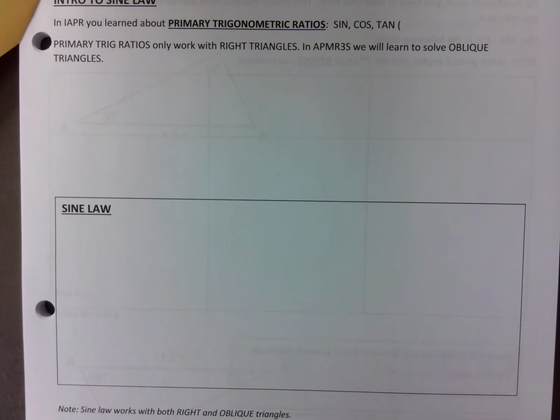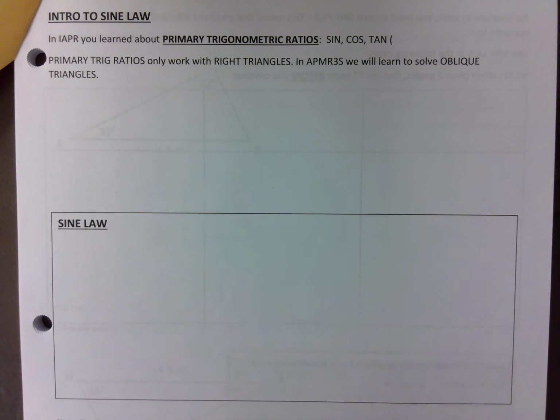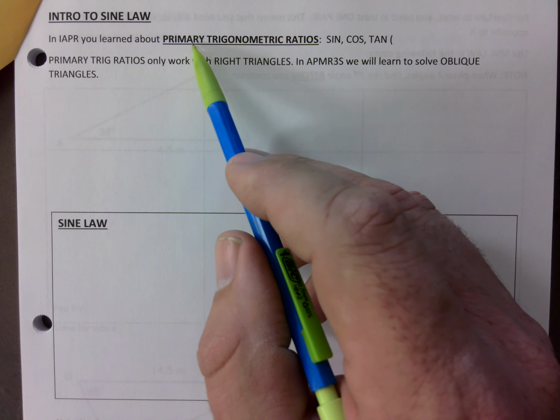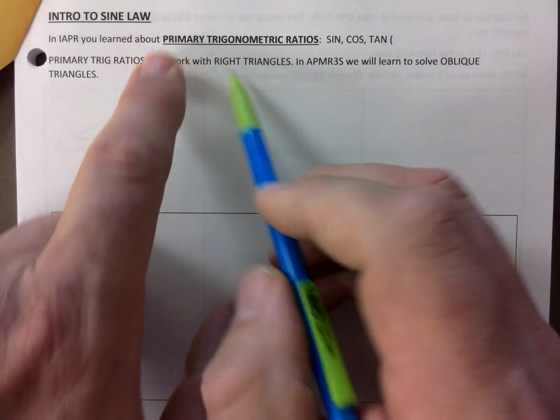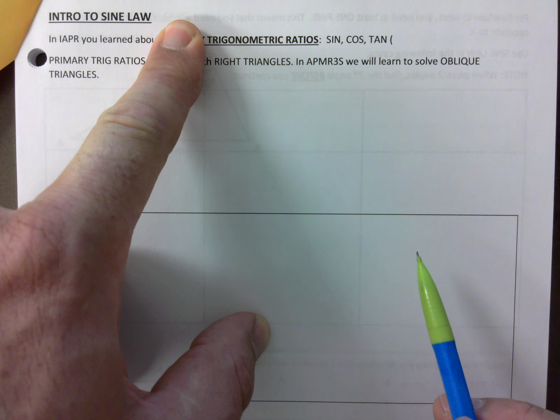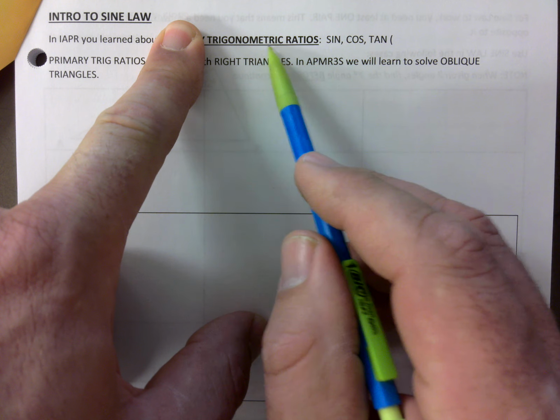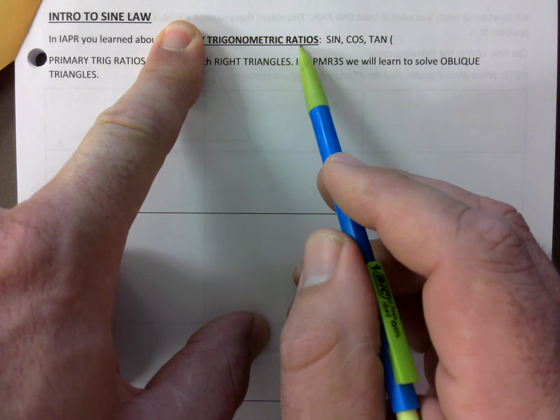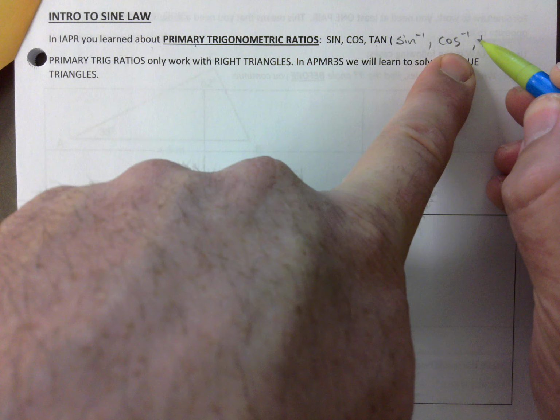So in IAPR, that stands for Intro to Applied and Pre-Cal, last year, and maybe even earlier, sometimes some teachers do this in grade 9 already, you learned about, your teacher probably didn't use primary trig ratios. They probably only used trigonometric ratios. We use trig ratios for short. They didn't mention the primary word, but that's what you were learning about. So SOHCAHTOA or sin, cos, tan, or you may have seen the inverse operations. This is what we use to find angles.